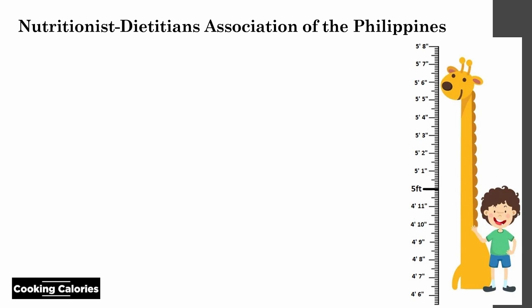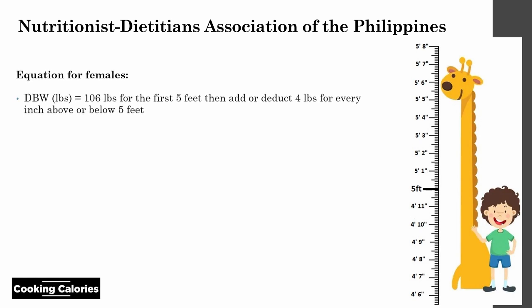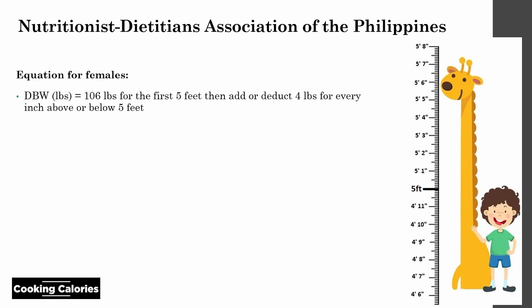Let us proceed to the calculation of ideal body weight for the females. The starting weight is 106 pounds for the first 5 feet, and then add or deduct 4 pounds for every inch above or below 5 feet.